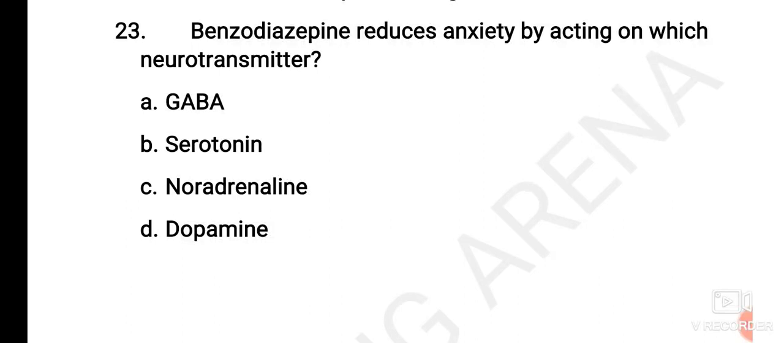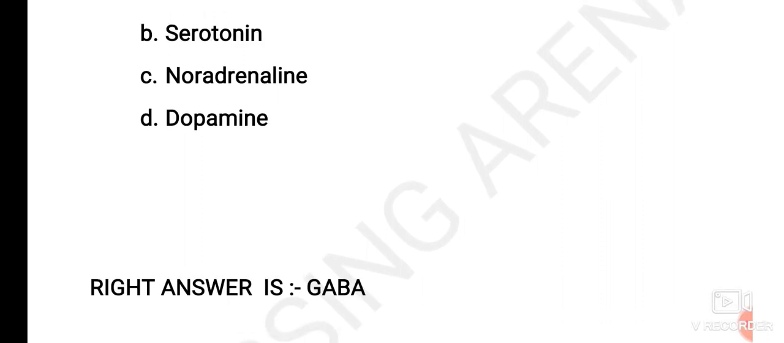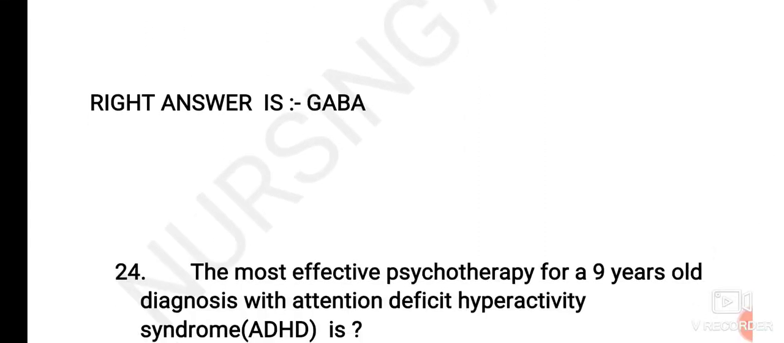Benzodiazepine reduce anxiety by acting on which neurotransmitter? GABA, serotonin, noradrenaline, or dopamine? So, the correct answer is benzodiazepine reduces anxiety by acting on GABA neurotransmitter. Next question.